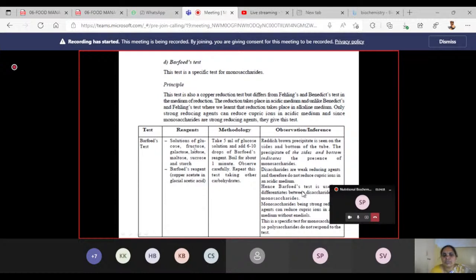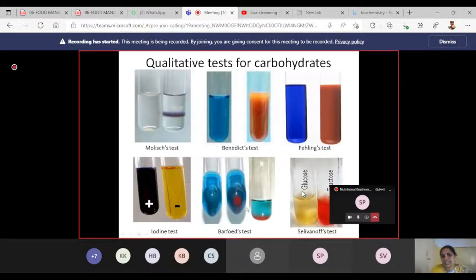So how do you do Barfoed's test? Barfoed's reagent is copper acetate in acetic acid. So Barfoed's reagent contains copper ions but in acidic medium. Now in acidic medium, only monosaccharides can reduce to form a reddish brown precipitate at the bottom of the test tube.